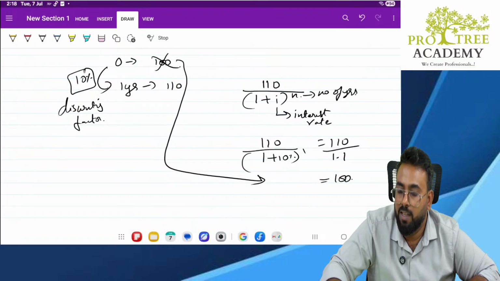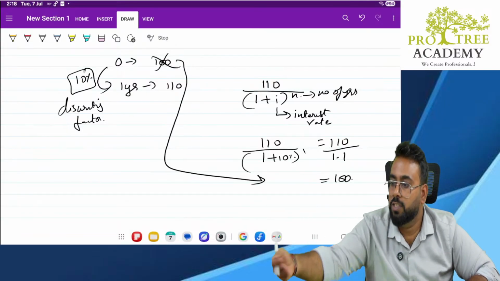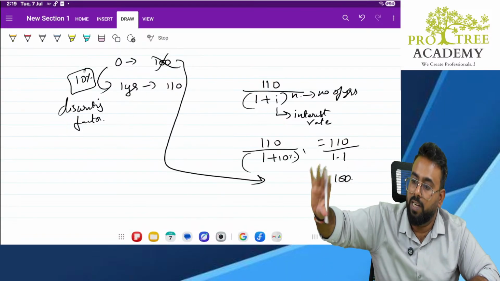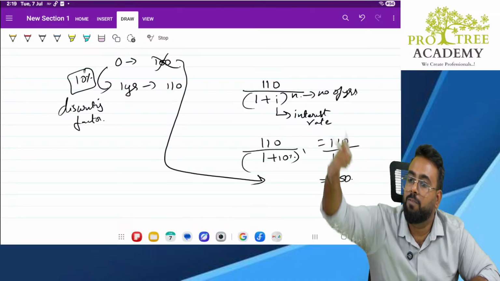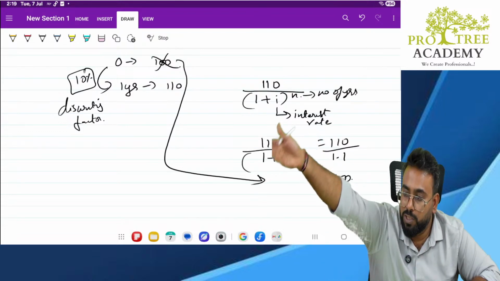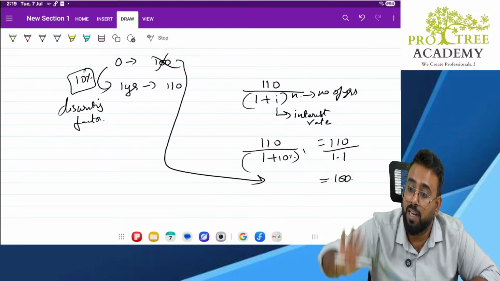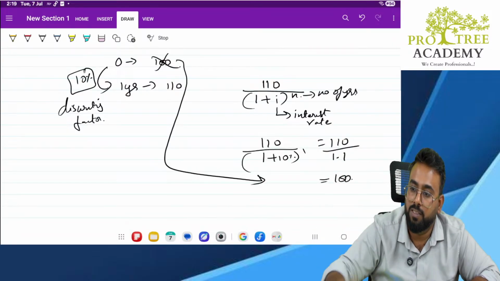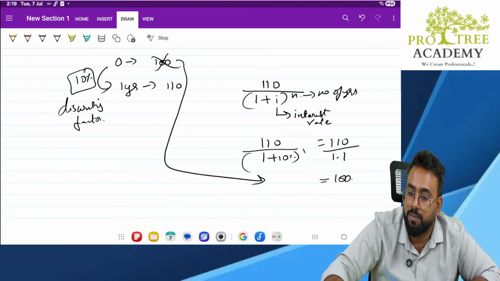Yes, is that clear? So whatever the future value is, if you discount it and bring it to the present value, that value is nothing but the current value of that future cash flow. It is the present value of that future cash flow. How much will you get in the future, sir? 110. Fine. What is the present value of that 110? 100 rupees. Am I clear?